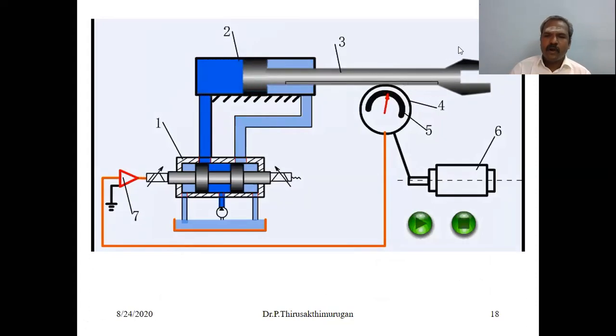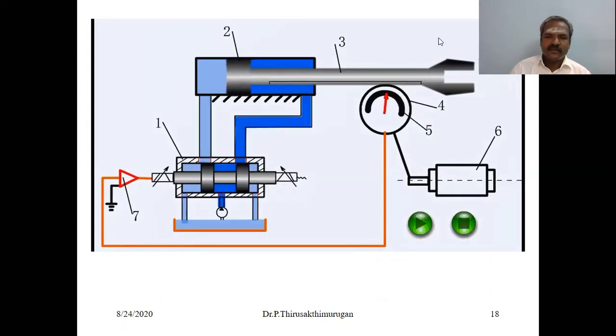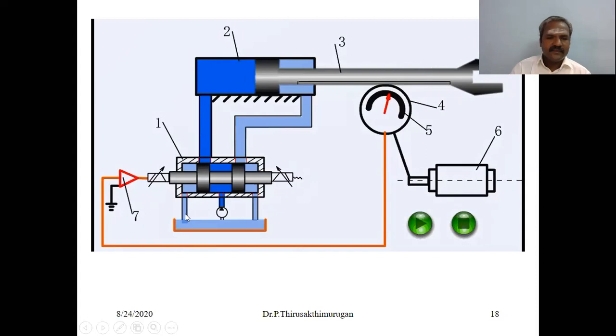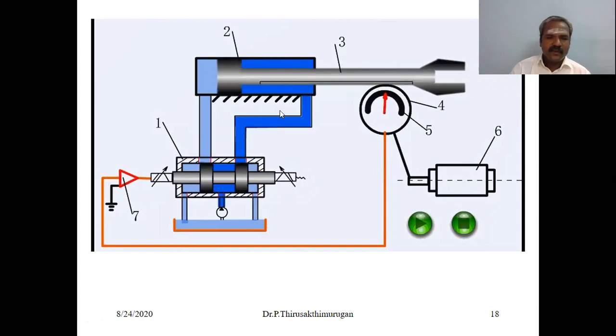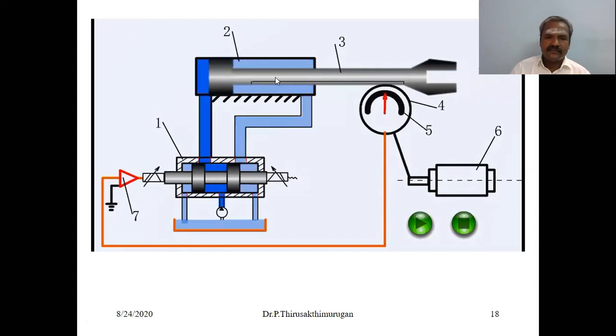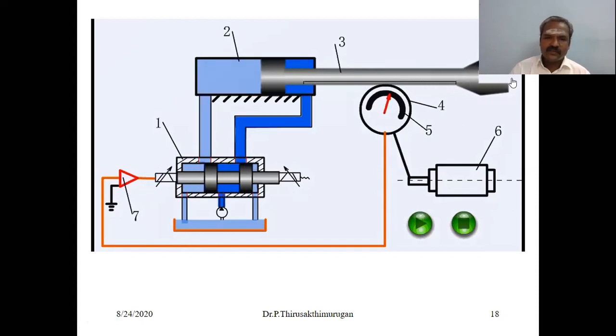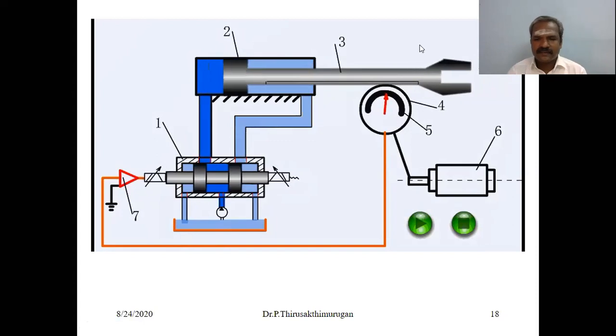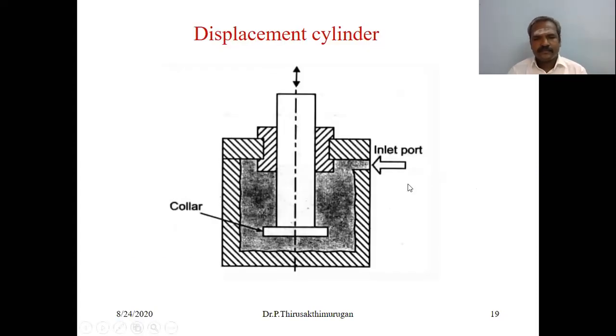The robo arm is attached at this end. See here, on one side the liquid is filled, and when the other side is filled, it moves towards this side. So it is bidirectional. This type of actuator is called a double acting cylinder.